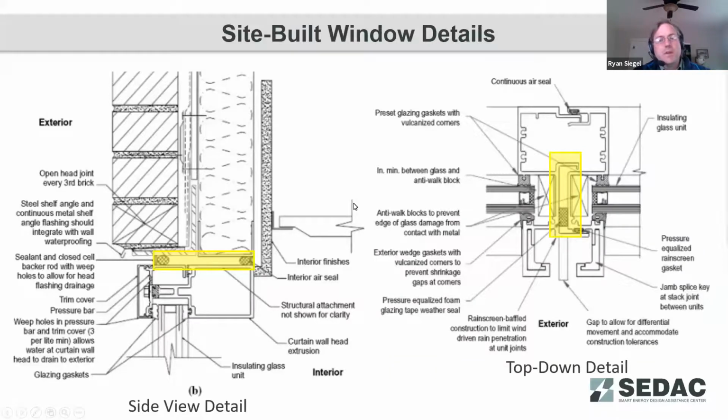So, here's some details showing some site-built windows. Again, here noting that's an interior air seal, and then there's that exterior seal. So trying to, again, keep those two interfaces, the water barrier and the air barrier, separate, and maintaining that pressure moderated cavity.